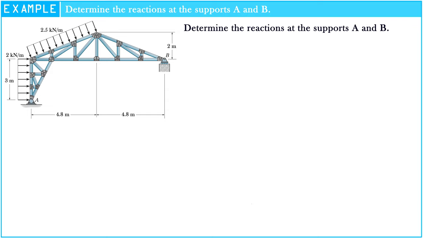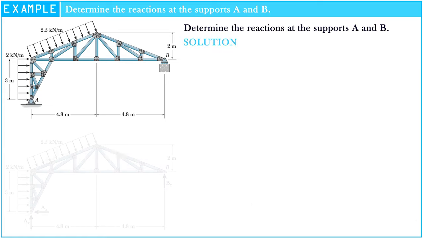We see that the truss has a sloping member with a uniform distributed load subjected on the truss of about 2.5 kN per meter. At vertical A, up to 3 meters length, there is 2 kN per meter distributed.